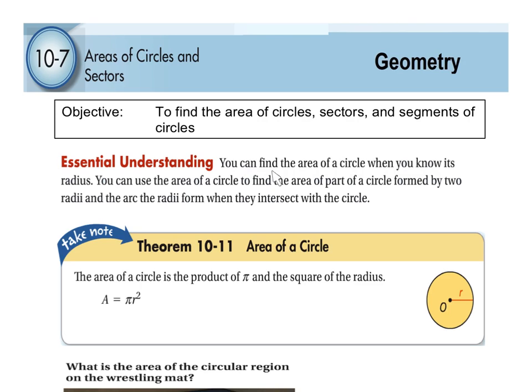Okay, it says here you can find the area of a circle when you know its radius. You can use the area of the circle to find the area of part of a circle formed by two radii, and the arc of the radii formed when they intersect with the circle. Okay, so let's talk about area of a circle first here.